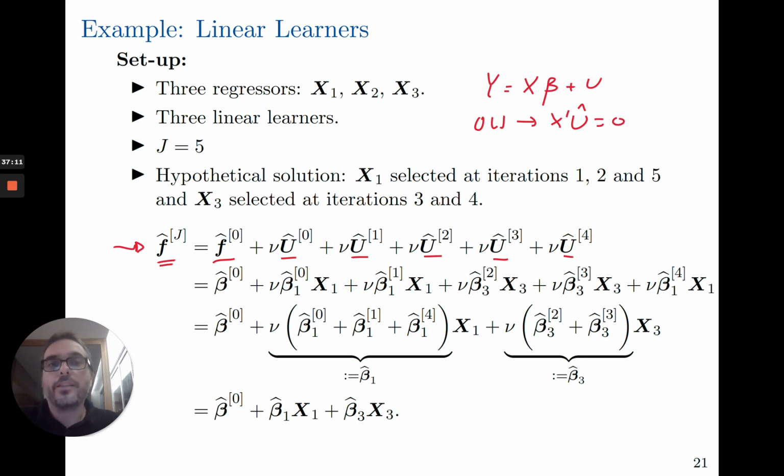Basically, if we regress y on x1, the residual will be orthogonal to x1. So how on earth is it possible to select x1 again here and here if we have already chosen x1 in the first iteration? Do you have an answer for that?